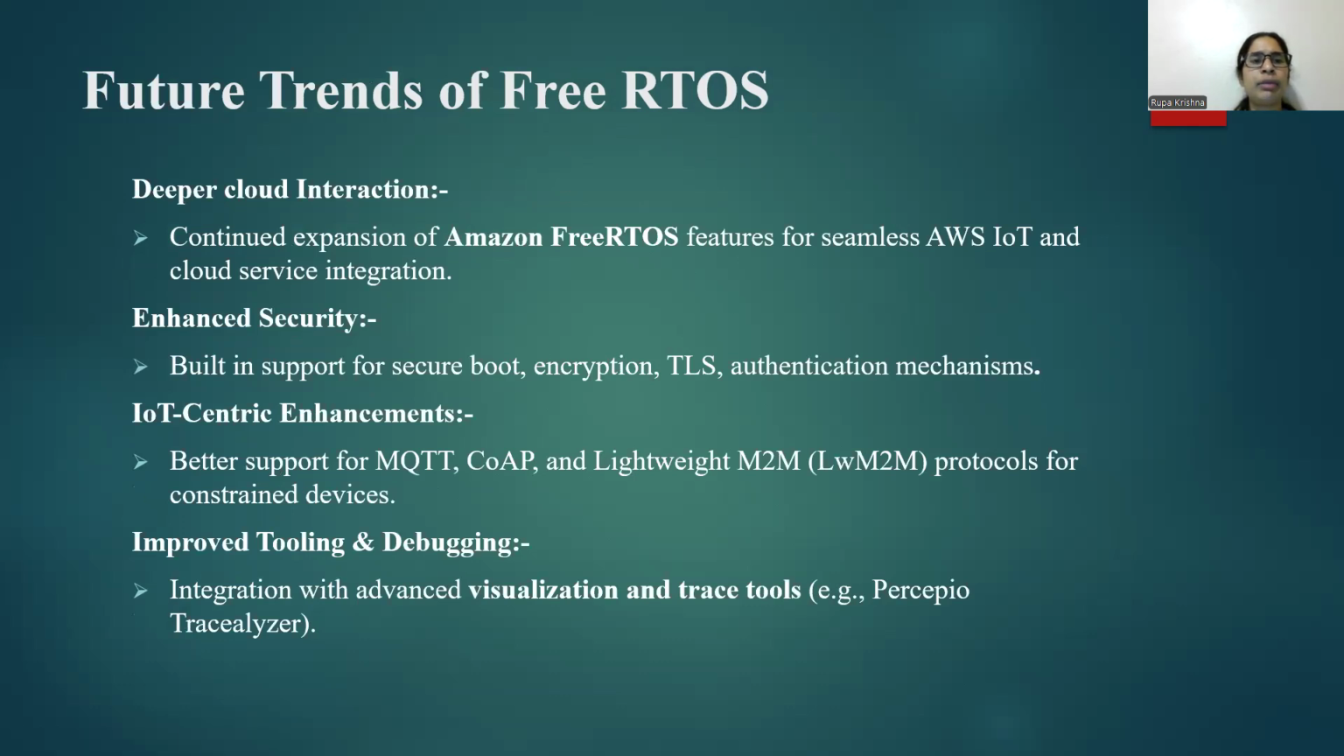The next slide is about future trends of FreeRTOS. The first one is deeper cloud interaction, with continued expansion of Amazon FreeRTOS features for seamless AWS IoT and cloud service integration. The second one is enhanced security, with built-in support for secure boot, encryption, TLS, and authentication mechanisms. The third one is IoT-centric enhancements, with better support for MQTT, CoAP, and Lightweight M2M (LwM2M) protocols for constrained devices. The last one is improved tooling and debugging, with integration with advanced visualization and trace tools.